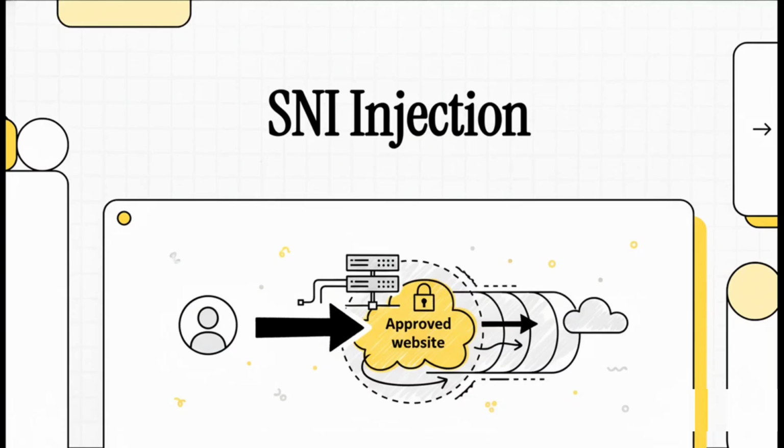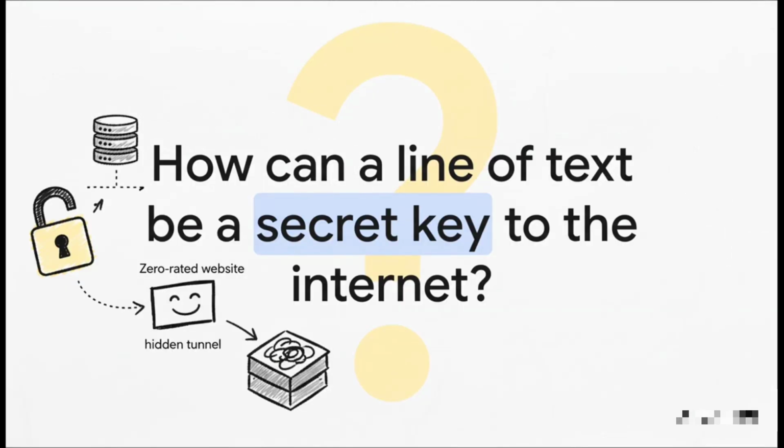All right, today we're jumping into a really fascinating technique called SNI injection. We're going to break down how a popular tool on GitHub uses this sort of digital disguise to potentially unlock free internet access. So let me ask you this. How can one simple line of text act like a secret key to the entire internet? It sounds kind of out there, right? But that's exactly the puzzle we're going to piece together today.